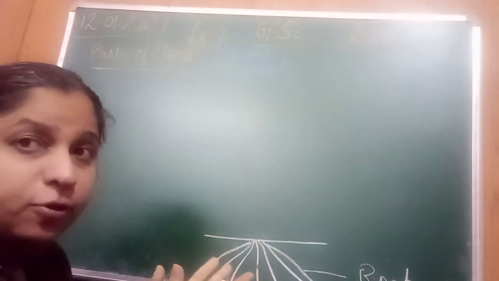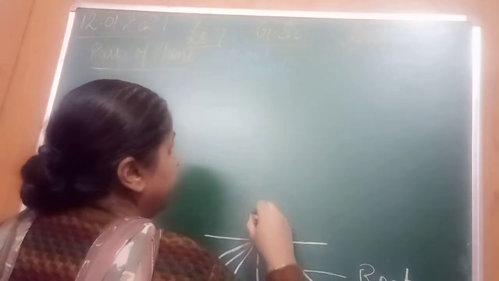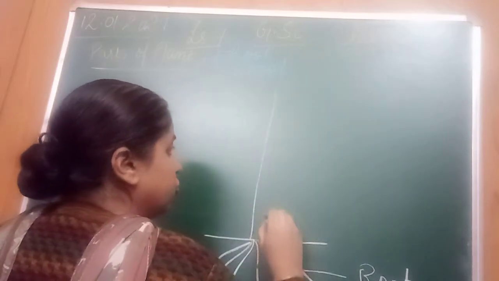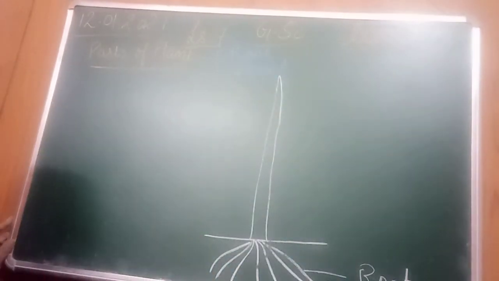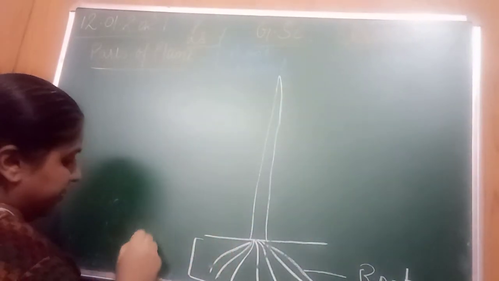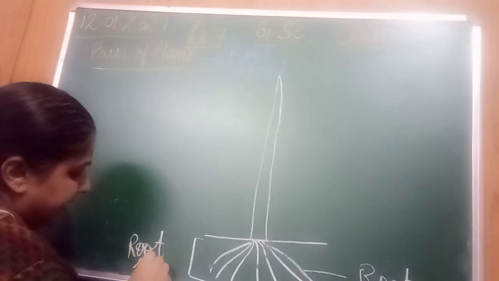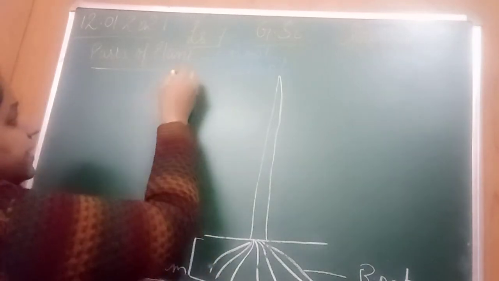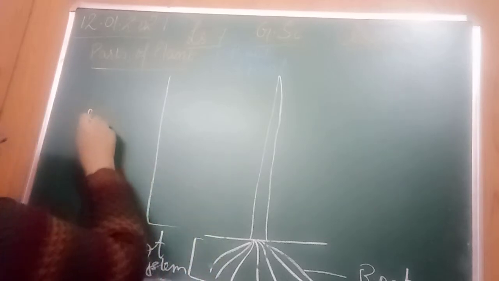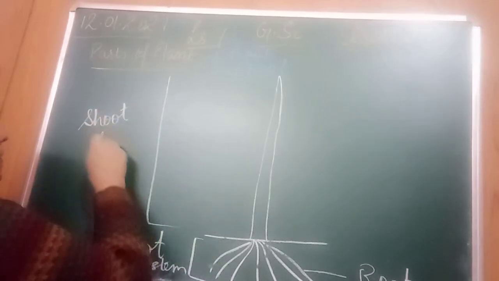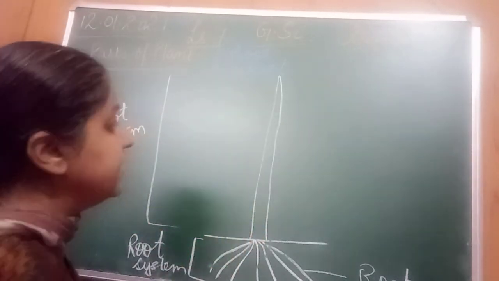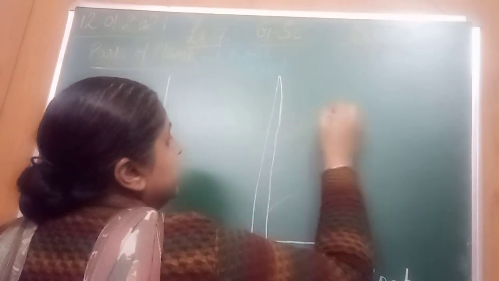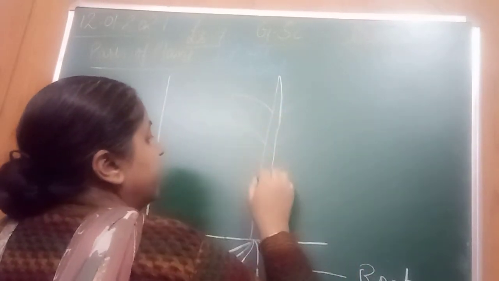First of all, we have to draw the plant body. Then we have to draw the shoot system. So first of all, we will be drawing the stem. This is the root system, which bears roots. Then this above the ground is the shoot system. Now, this shoot bears branches. Like this we can draw.